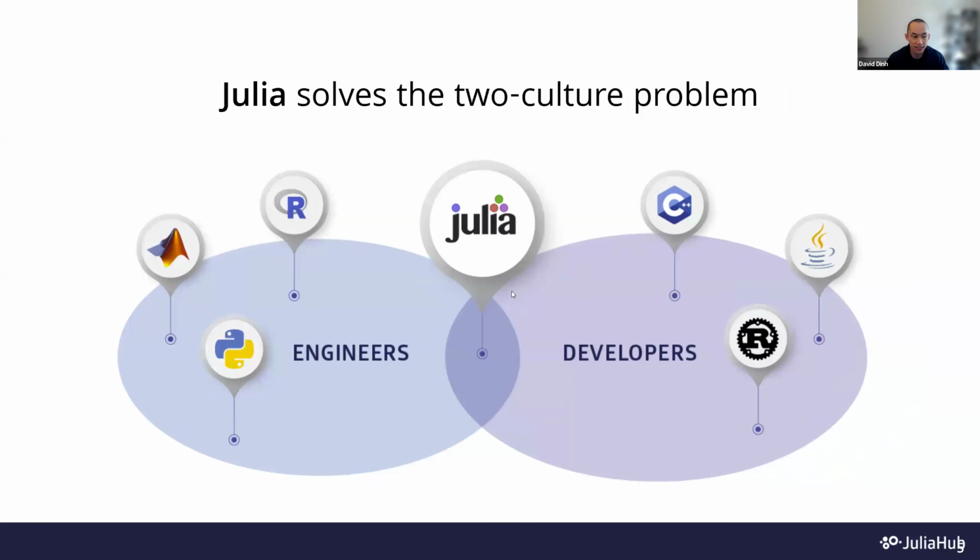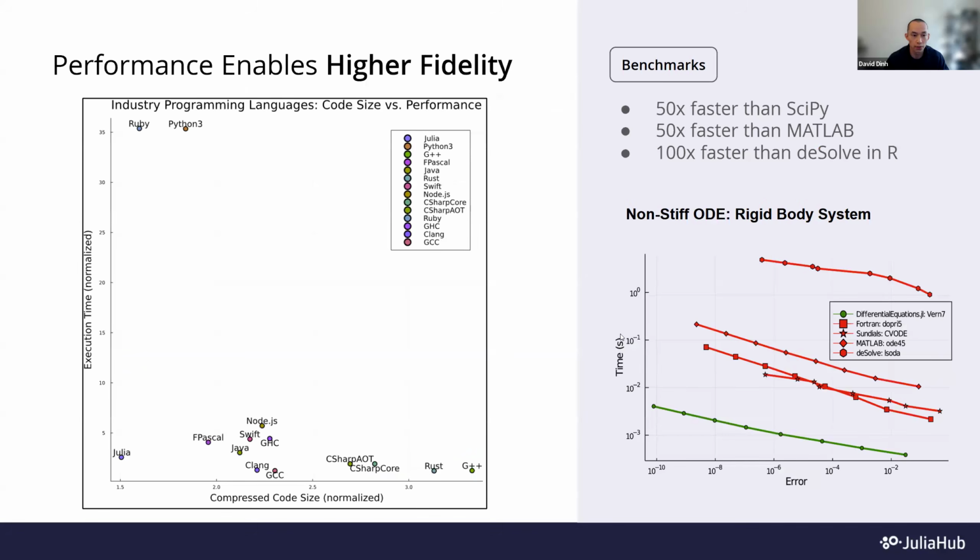So what Julia provides is an environment that is both productive enough and performant enough for developers, but at the same time is expressive and high level for engineers to use. Not only is it high level and easy to use, but it also approaches the performance of languages such as C and C++. And these statements, of course, are supported by both open source and domain-specific benchmarks.